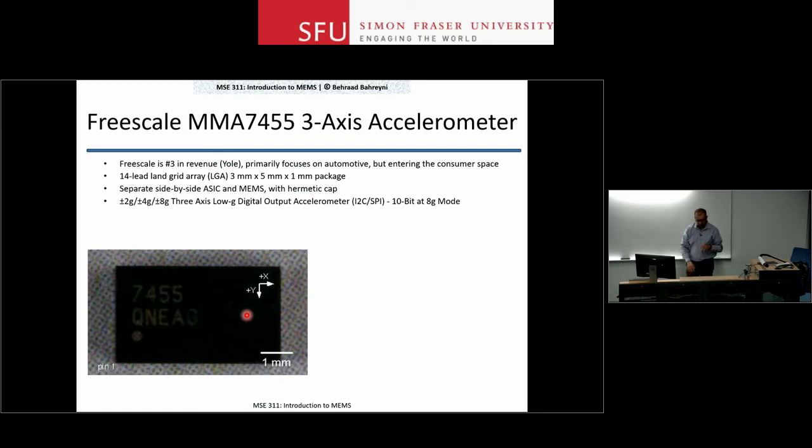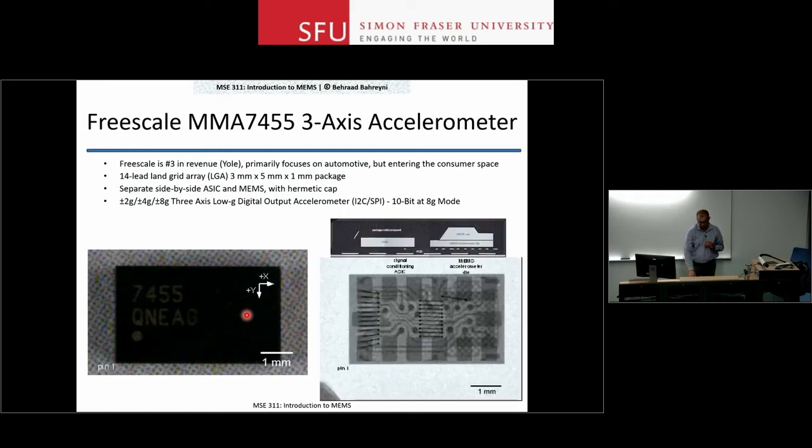So here's another example from Freescale. In this case, again, you get a single-chip, 3-axis accelerometer. The similarity is that it's still a two-chip solution, right? If you take an X-ray, you'll see a MEMS chip here, a bunch of bond wires going between the MEMS chip and an electronic chip on the left side. And if you take a cross-section of the package, you'll notice the same thing: a MEMS chip with the cap on the right side, and your ASIC on the left side.